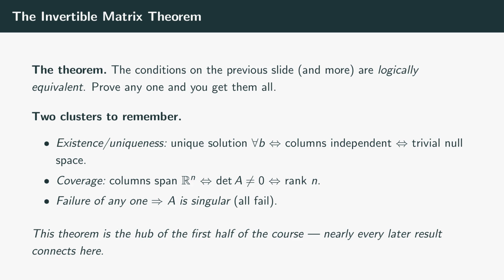And the contrapositive is just as powerful. If any single condition fails, the matrix is singular and every condition fails. This theorem is the hub of the entire first half of linear algebra. Rank, span, independence, determinants, solvability. Nearly every result we have built and will build connects right back to it.